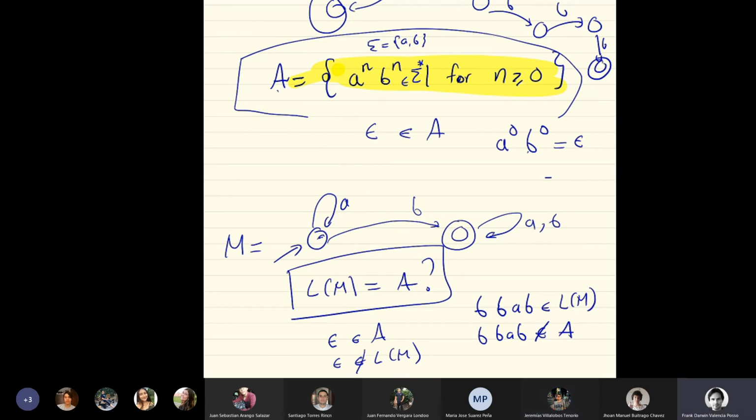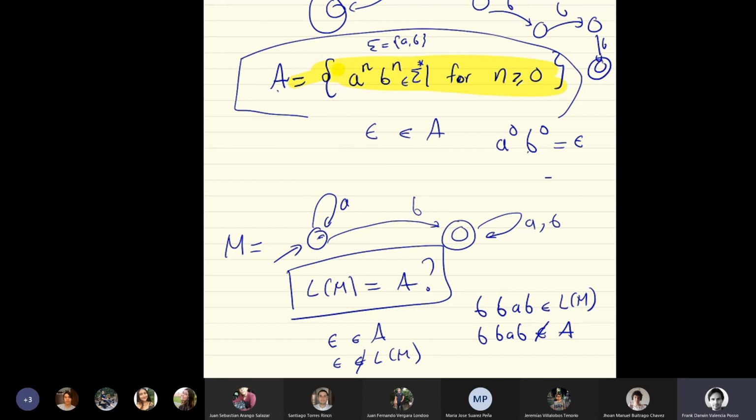Anyway, now you started to understand that there might be languages that are not regular. In fact, we will show in this course that A to the n, B to the n cannot be regular. That means that there is no automaton that can accept it. We'll see that in the next class.